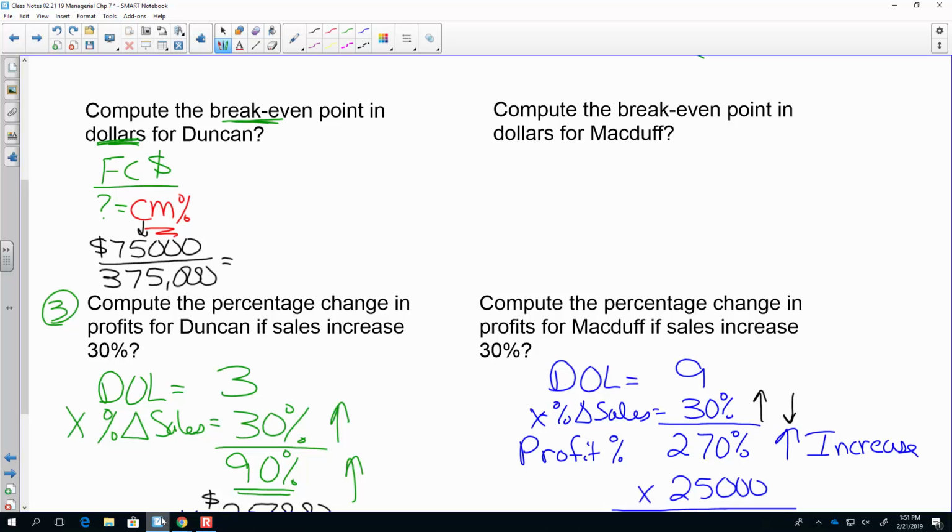So this percentage can be generated from the total dollar amount, or from the per unit numbers if you have them. Not all problems will have the per unit numbers. So I'm looking at what percentage here? 20%.